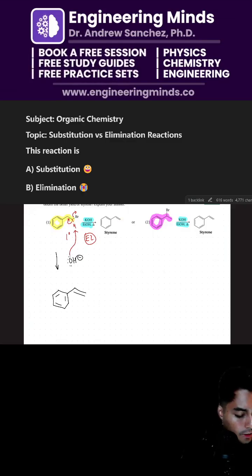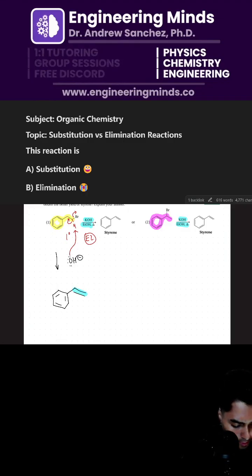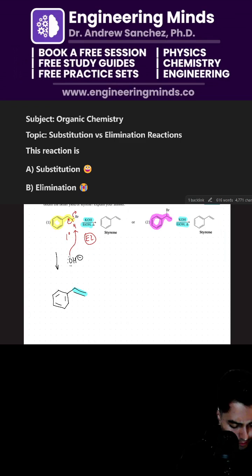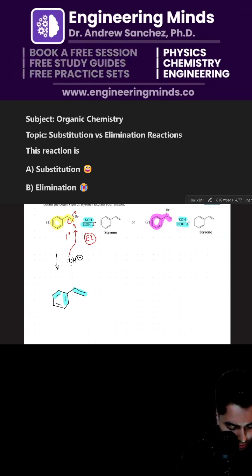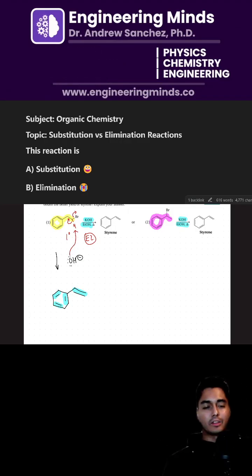I don't know about you, chat, but I think my double bonds are always blue. My double bonds are blue and my benzene ring is low-key kind of blue. I see double bonds, alkenes, as blue.